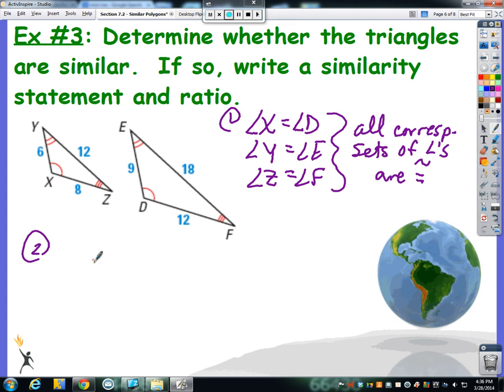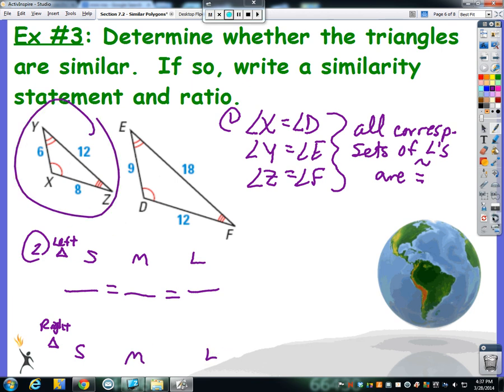So again, we're going to do the same thing like we did with example 1. Okay, so I'm going to say, left triangle, and I'm going to go small, medium, large. And I'm going to set up my 3 ratios for the sides, and then I'll have the right triangle, small, medium, large. So left triangle, which I'm really talking about x, y, z over here, the smallest side is 6, the medium is 8, the largest is 12.